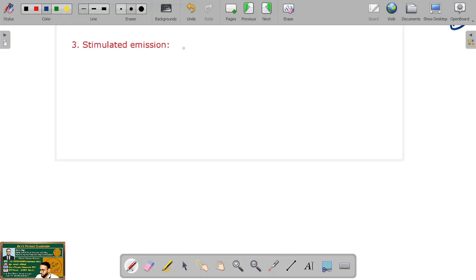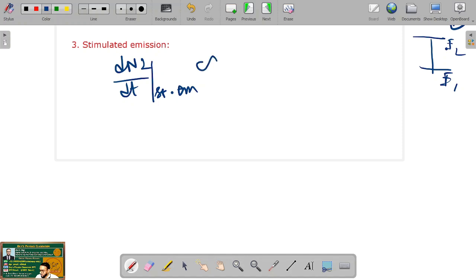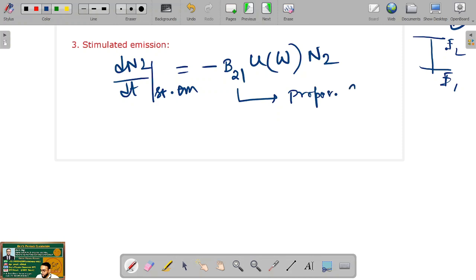Now the third case is stimulated emission. In stimulated emission, the transition will occur from E2 to E1. Here the rate equation would be dN2 by dt stimulated emission, which would be proportional to energy. Stimulated emission occurs in the presence of external energy density, so proportional to U omega, and also proportional to the population of E2, that is N2. If we remove the proportionality symbol, we can write dN2 by dt stimulated emission equals minus B21 U omega N2, where the negative sign is due to the decrease of population at E2, and B21 is a proportionality constant due to the transition from 2 to 1. So B21 is another proportionality constant.